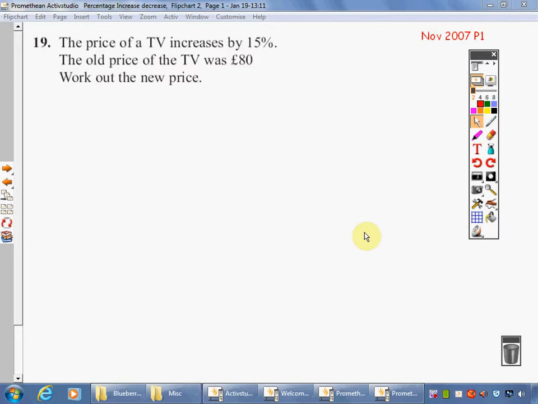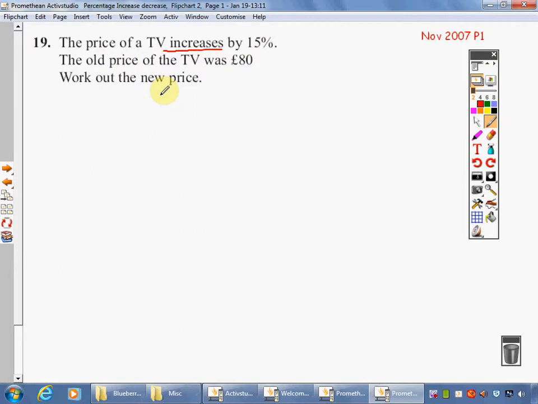I've picked this particular question because it's a paper 1 question, which means it would have been without a calculator. So let's read it carefully. The price of a TV increases. Now, of course, increase means goes up by, rises by 15%. The old price of the TV was £80, work out the new price.